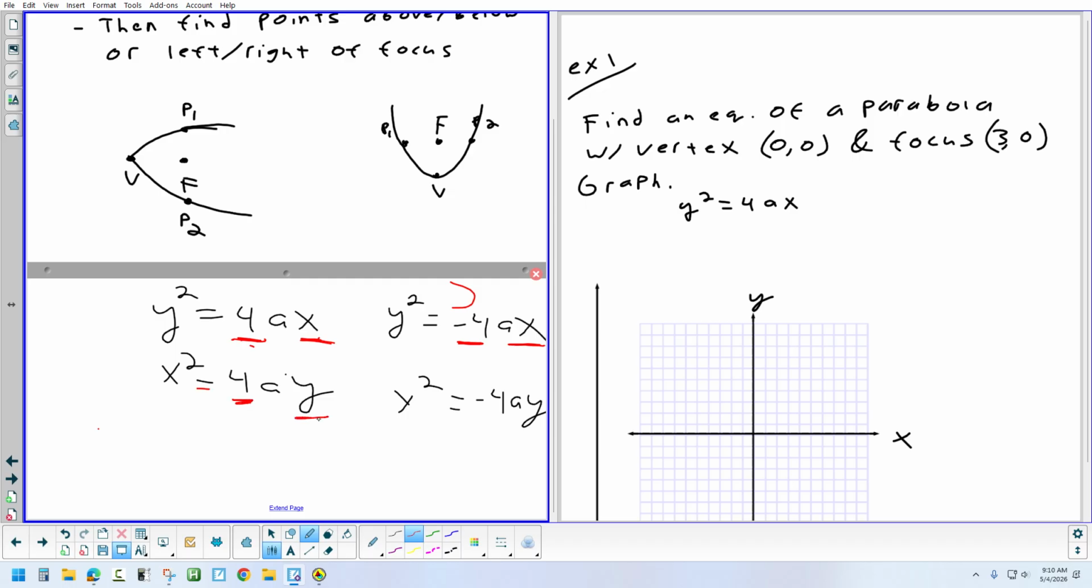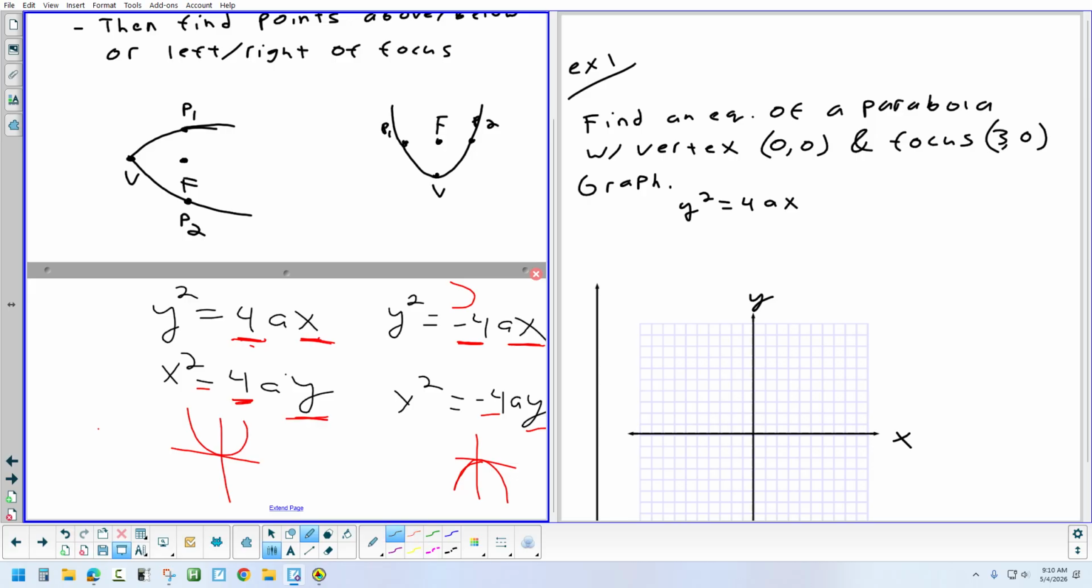Positive number, y value. That means the parabola is going to open in the positive y direction. Negative number, y value. Negative y means it's going to open down. So that's the 4 different kinds of equations you can have. But for now, the only one we're working with is opening to the right. So y squared equals 4ax.